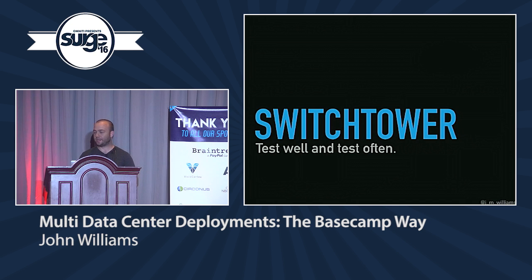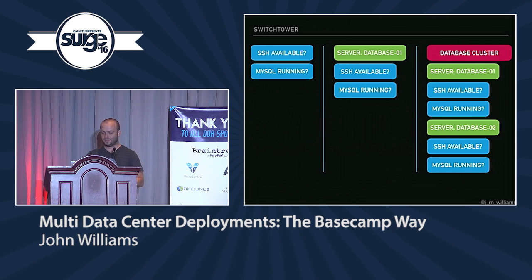The next tool that I want to talk about that we've built is a tool called SwitchedOur. It is a framework that we built to check the states of systems. It's written in Ruby. It's not open source yet, so it's considered vaporware right now, but I hope to have it open source sometime soon. And this is kind of how it works.